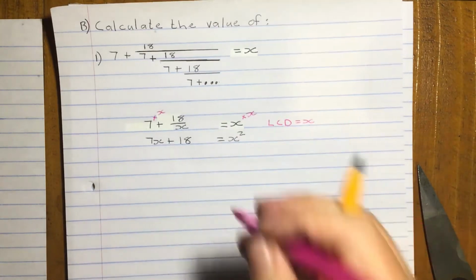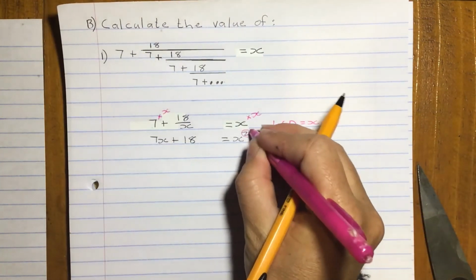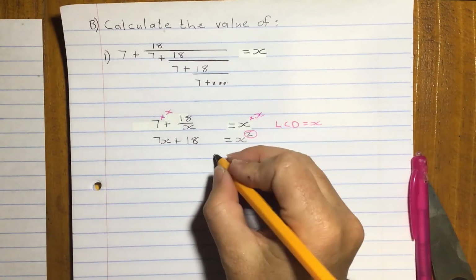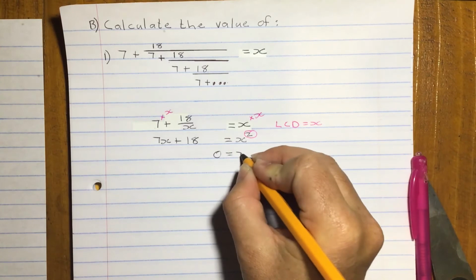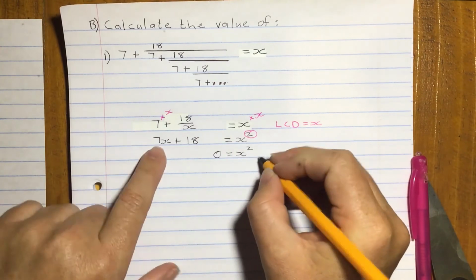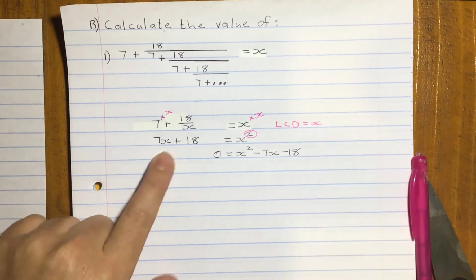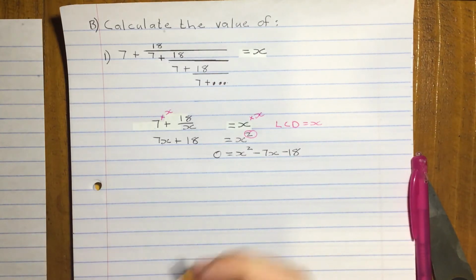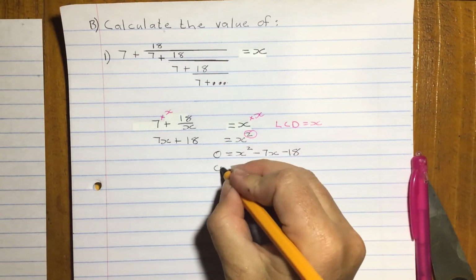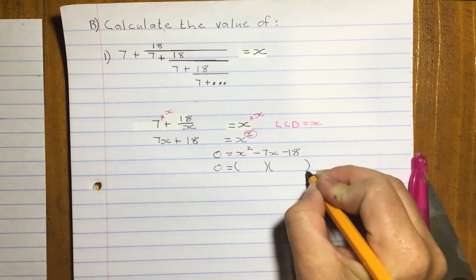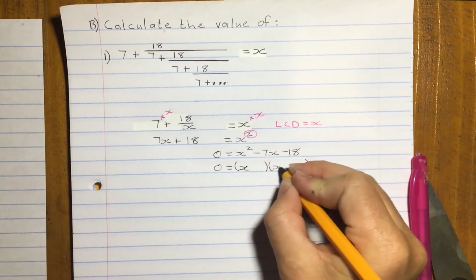And notice we've got an x squared, which means we are doing quadratics. So we want this to be equal to 0. 0 is equal to x squared minus 7x minus 18. Step number 2, we are going to factorize. So 0 is equal to 2 brackets because it's a trinomial. We're going to have an x and an x.